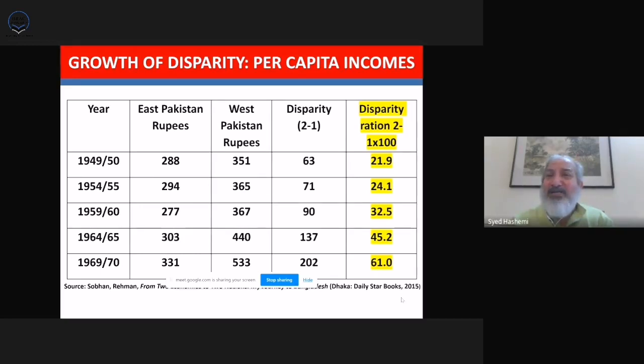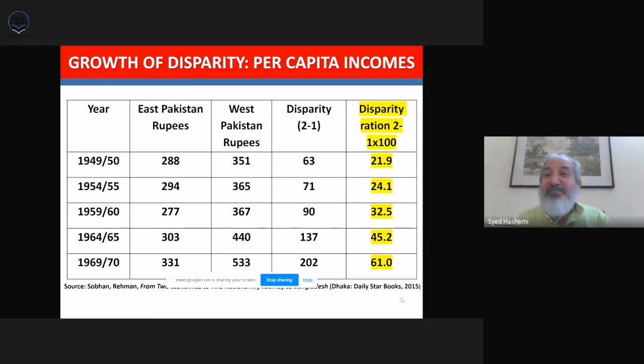Already from the beginning, 1949-50, just look at the last column that's highlighted in yellow. West Pakistanis earned 22% more incomes than East Pakistanis by the early years of independence of Pakistan. But that started increasing over the years.